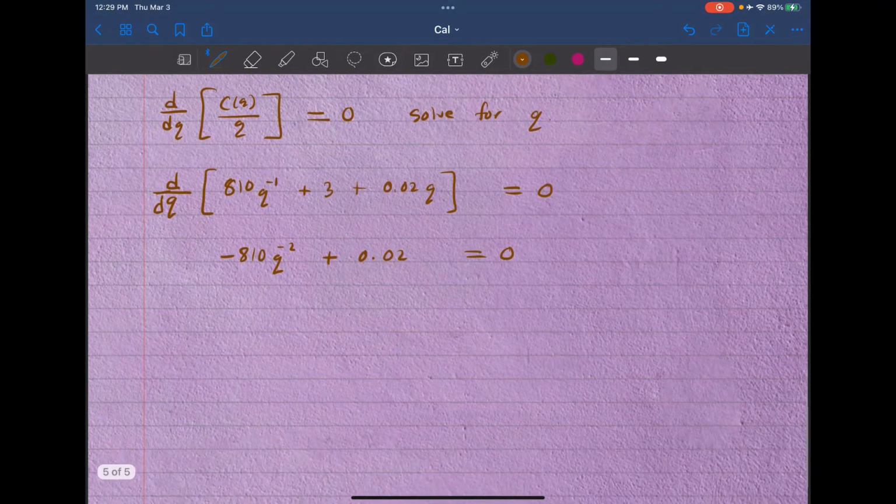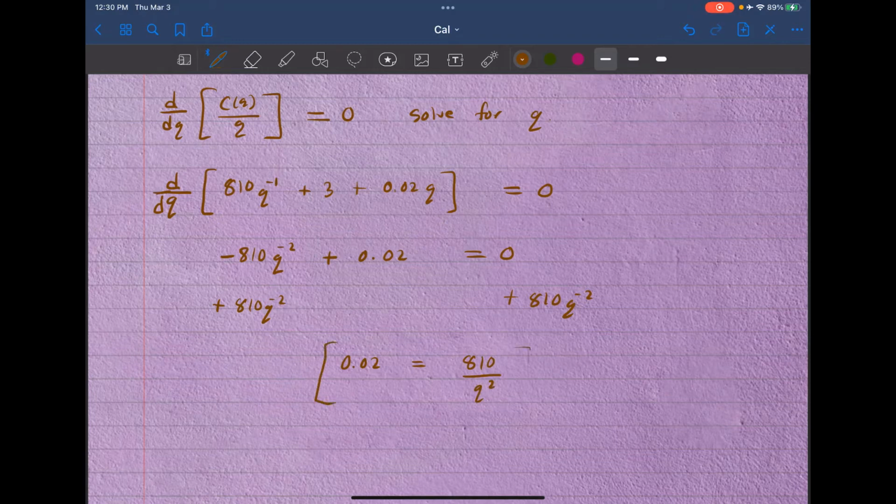And then algebraically we'll move things around. We can solve for Q. So I'm going to add 810 Q to the negative 2 to the other side, and that would give me 0.02 is equal to 810 Q to the negative 2. I can write that as a Q squared on the bottom like that.